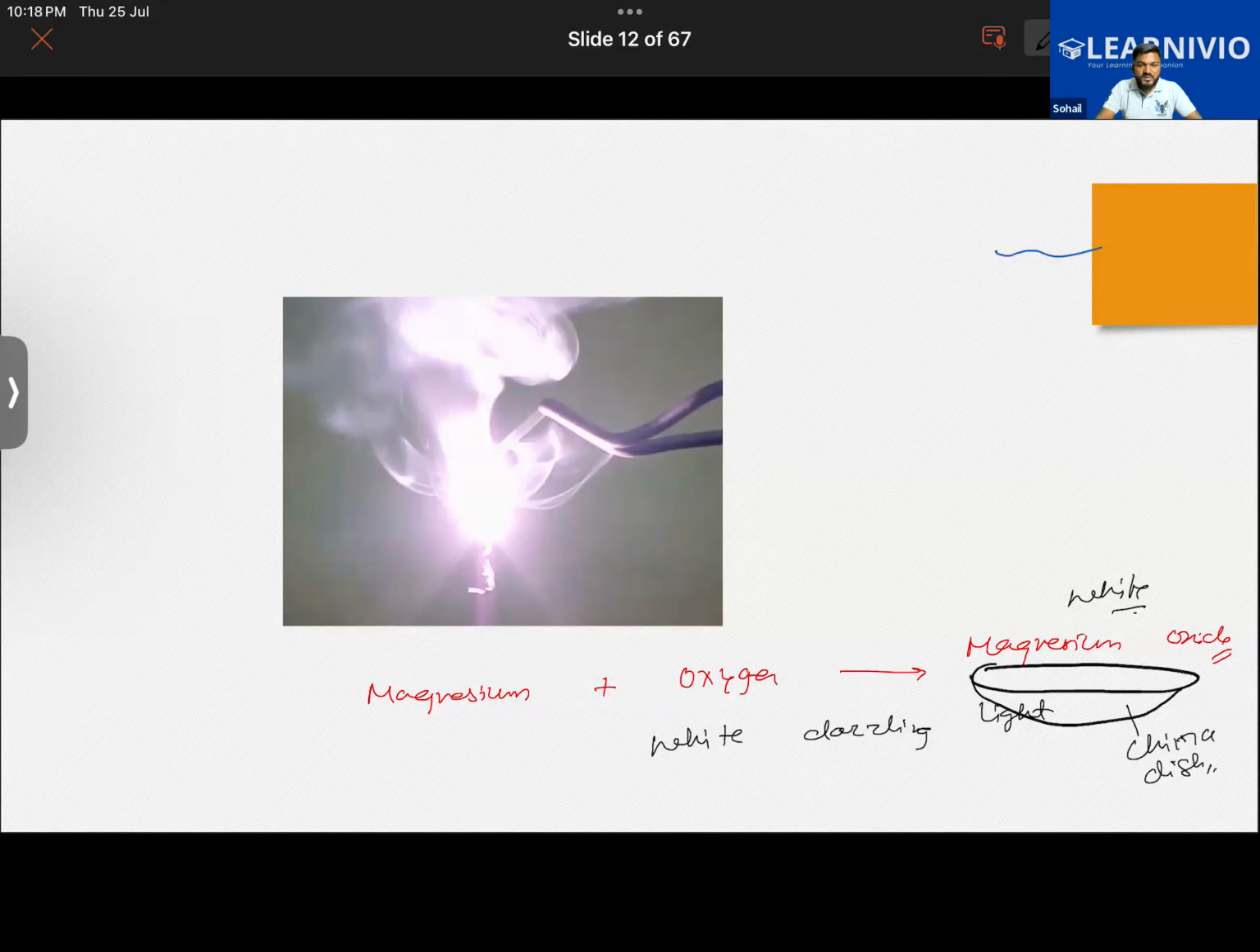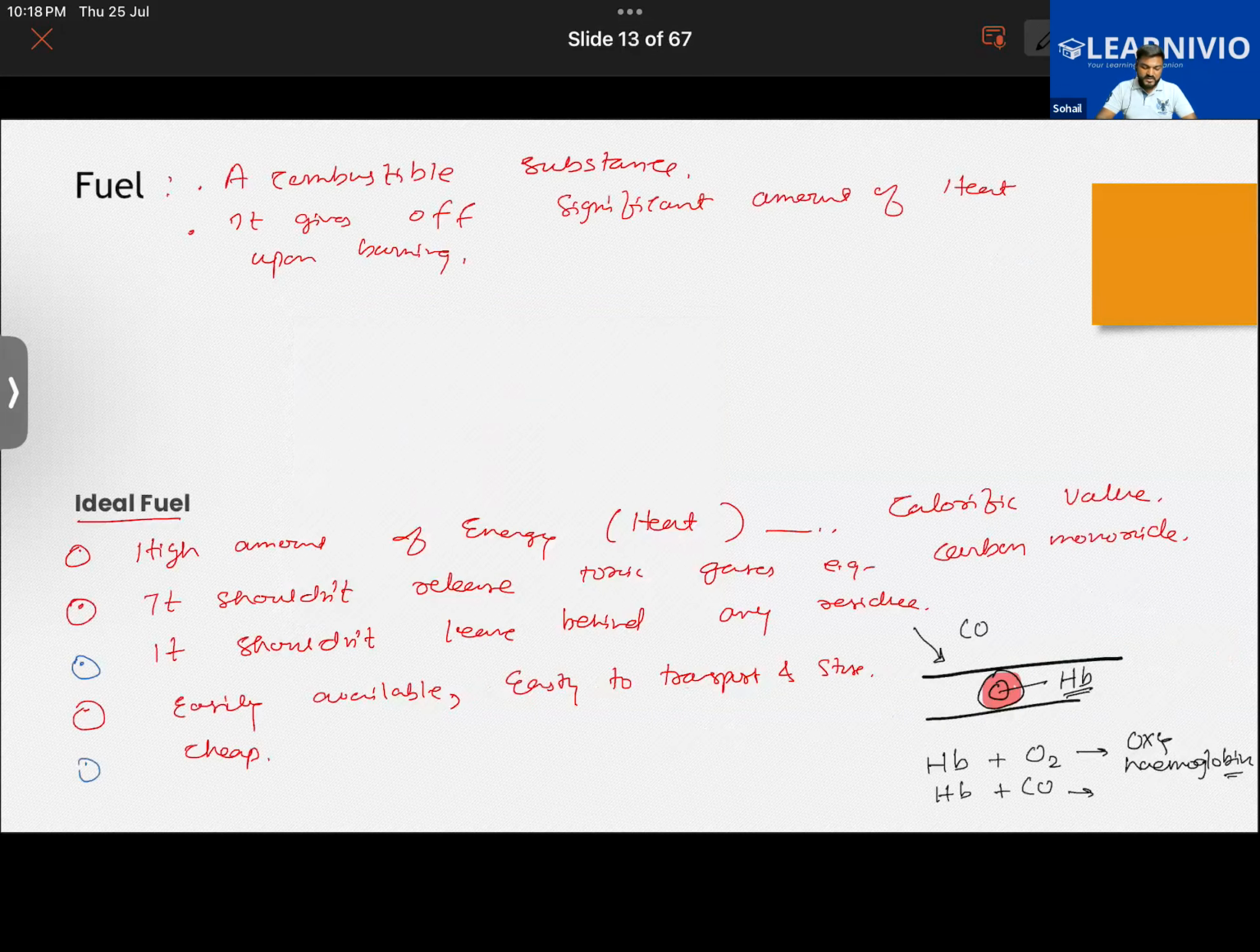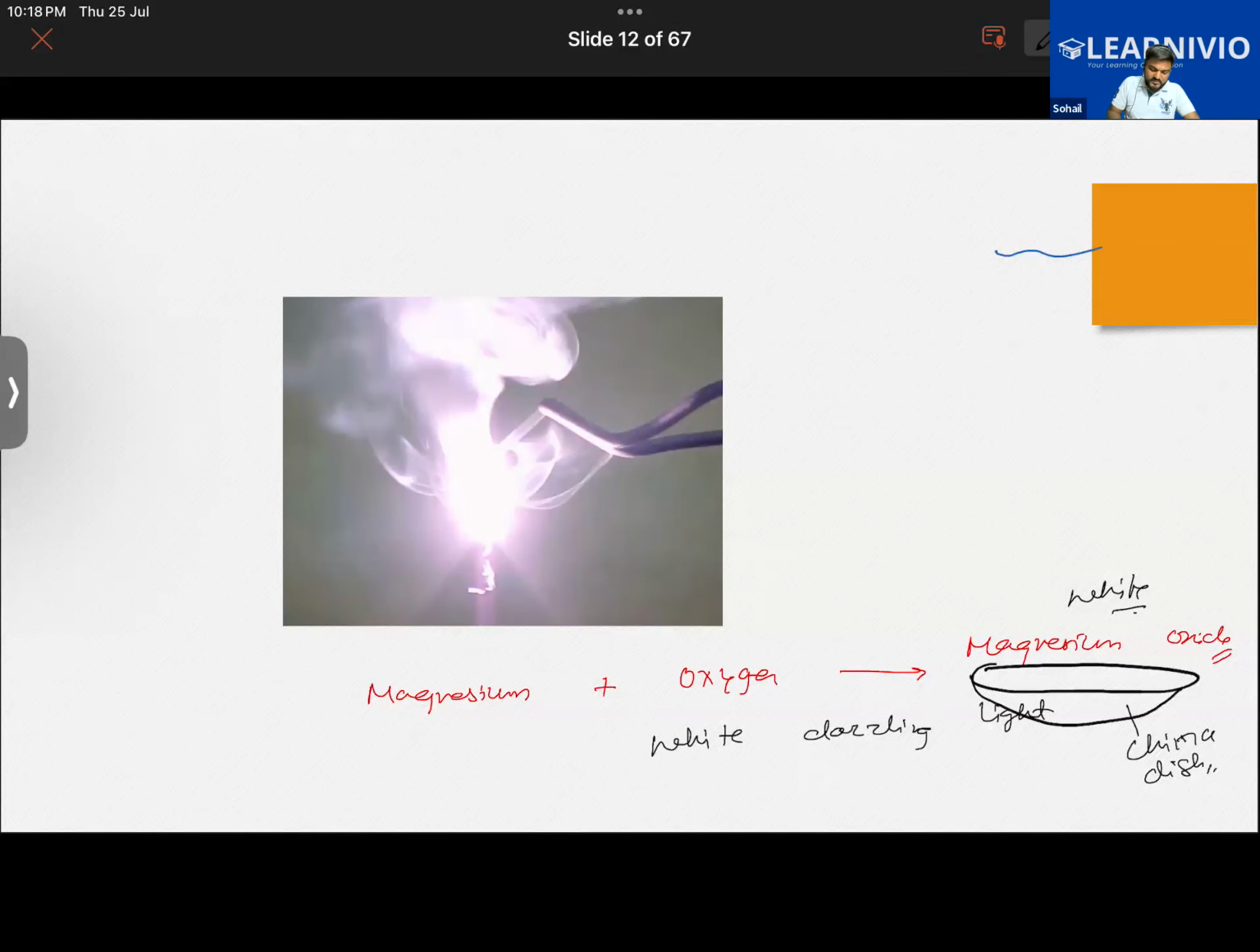Now, one special thing about this magnesium oxide is that it is basic in nature. If I were to dissolve MgO, that is magnesium oxide, in water, and do the pH test, we find out that it is basic in nature. You getting it, Ibrahim, what I'm saying?